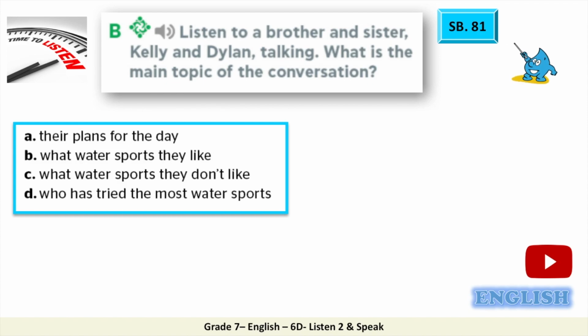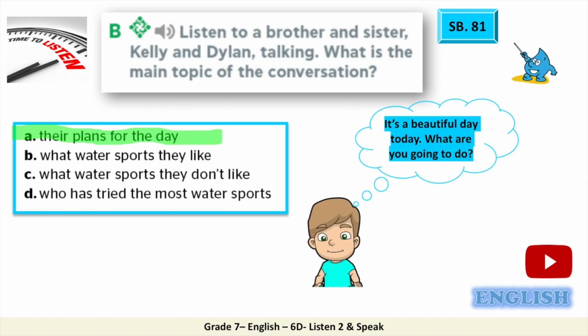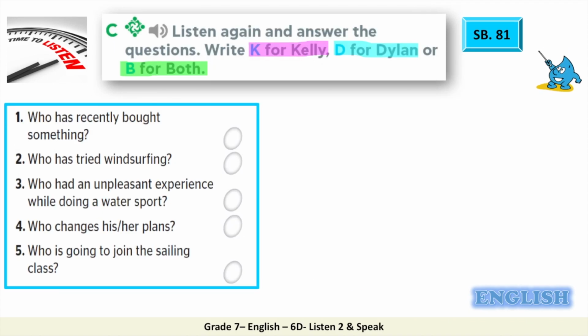Yes, that's right. The correct answer is A, their plans for the day. The reason why A is the correct answer is because Dylan says at the beginning of the conversation, it's a beautiful day today. What are you going to do? And then they discuss their plans for the day. Again, please pause the video and read the 5 questions in exercise C before you listen to the instructions and the conversation.